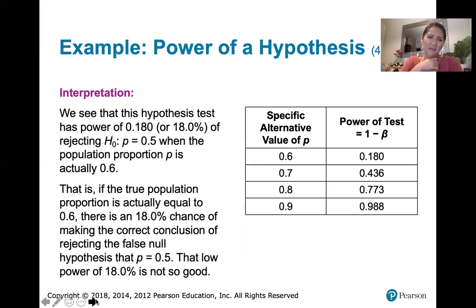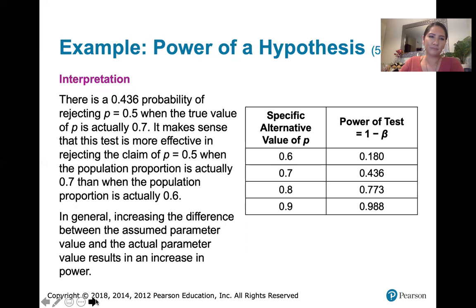And we would like to be able to correctly reject the null. We would like that power to be high. In this case, our power is only 18%, and that's not very good.